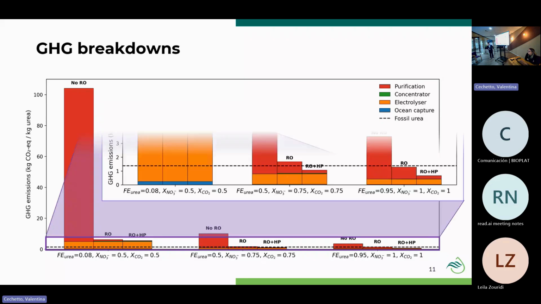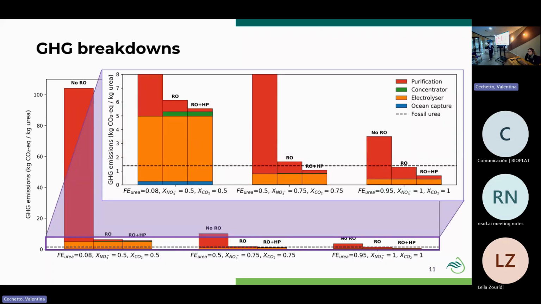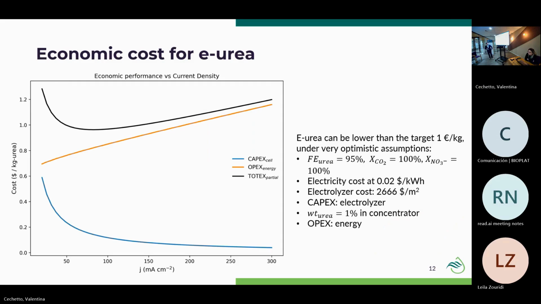We see, zooming in on this part, that this RO is basically a urea concentrator. With this urea concentrator, we can greatly reduce the greenhouse gas emissions, and with the heat pump, we also reduce the energy consumption of the purification part. The next step is that we did an energy and economic analysis for this urea.